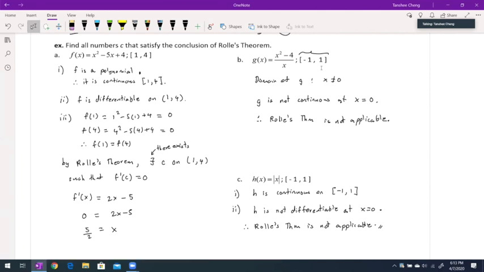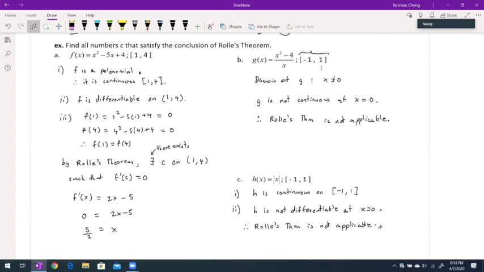So the first function is given to you: f of x is equal to x squared minus 5x plus 4 on the closed interval of 1 to 4. Right? And what we want to do is find all the numbers C such that it satisfies the conclusions of Rolle's theorem.